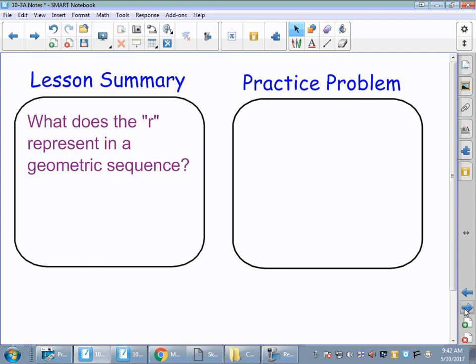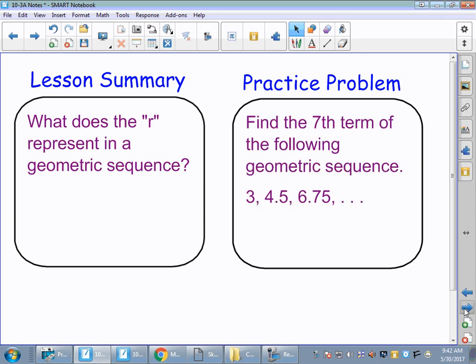Use that formula. I want you to tell me what r represents in a geometric sequence. Give me the definition of r. And then I want you to find the seventh term of that sequence. You have to use either these two numbers or these two numbers to determine what your r value is equal to before you can figure that out. So divide to figure out what you are multiplying by each time to get the next number. Good luck.